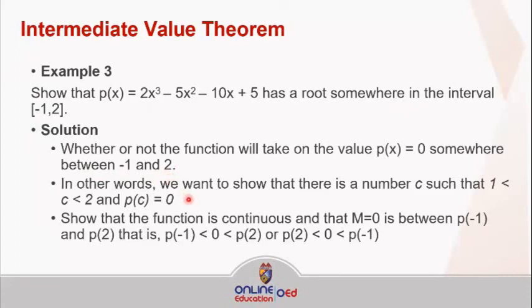In other words, we want to show that there is a number C such that yung value natin ng C is -1 less than C less than 2. Ibig sabihin, babalik lang tayo dun sa una natin na in between siya ng -1 and 2. And yung P of C natin is equal sa 0. So show that the function is continuous and yung M natin is 0. So it is between the P of -1 and the P of 2, that is P of 2 less than 0 less than the P of -1.